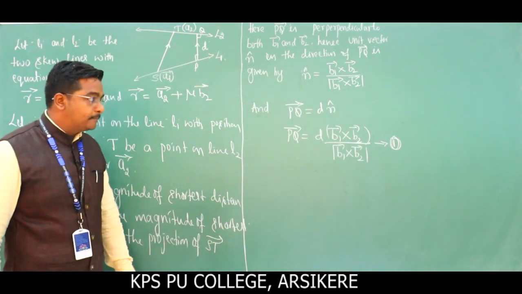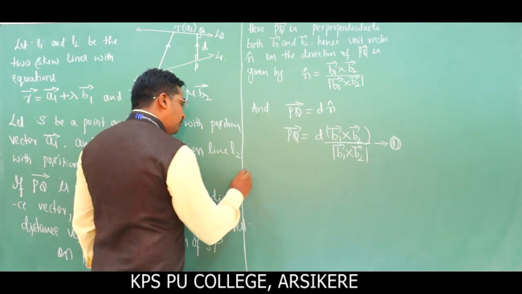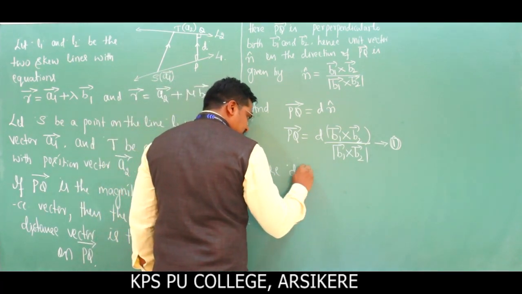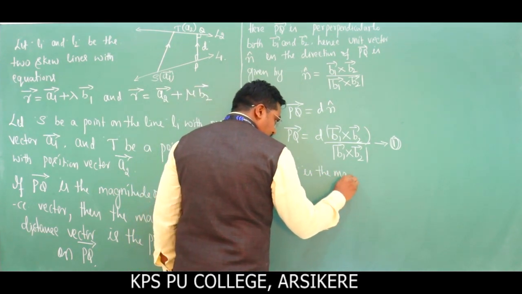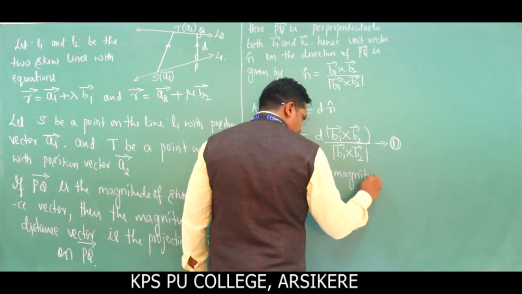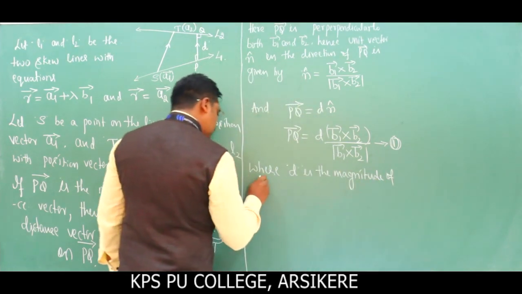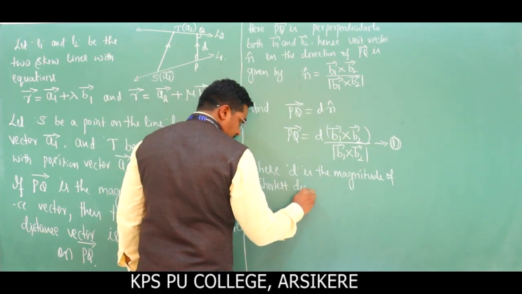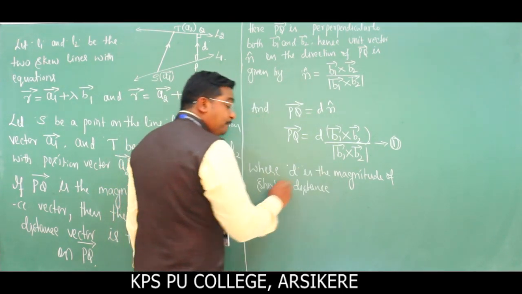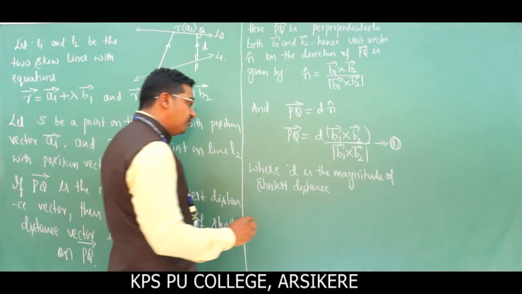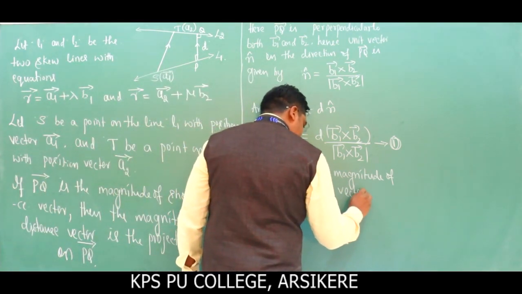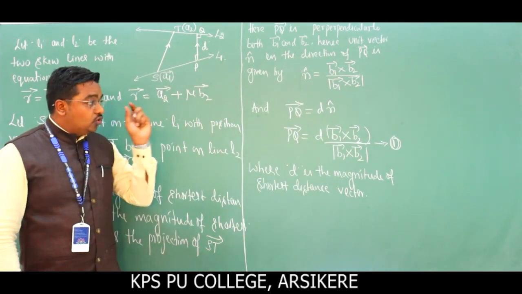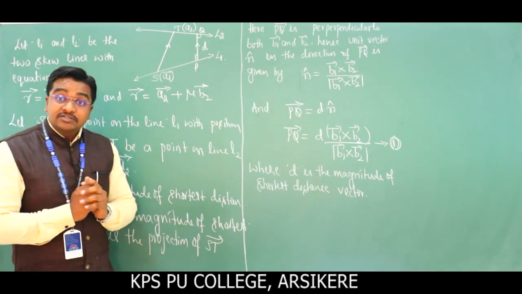So what is D here? Where D is the magnitude of the shortest distance vector. This D here is the magnitude of the shortest distance vector. Understood? So vector PQ is equal to D into B1 cross B2 divided by modulus of B1 cross B2.